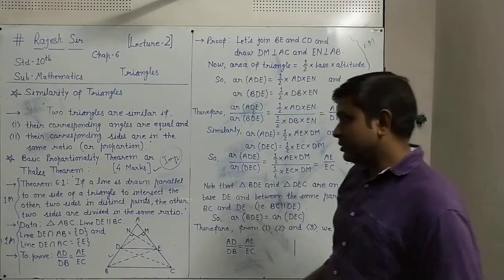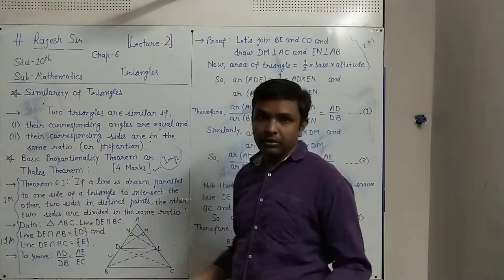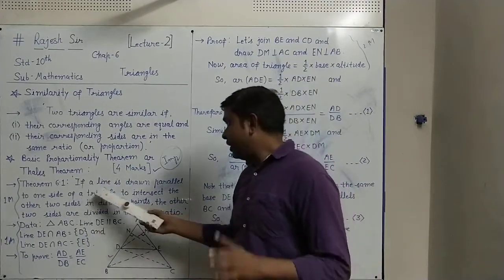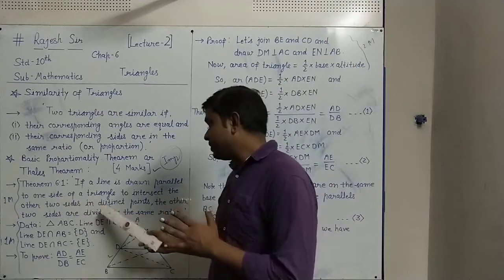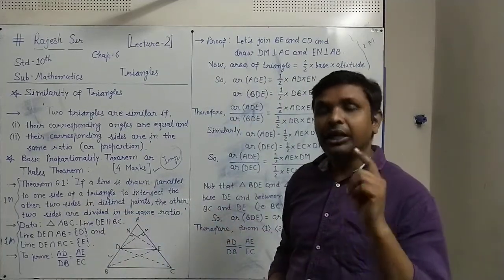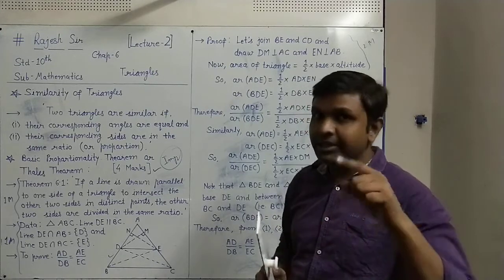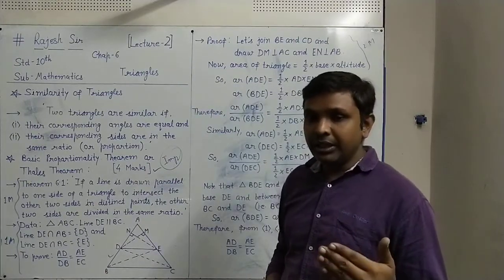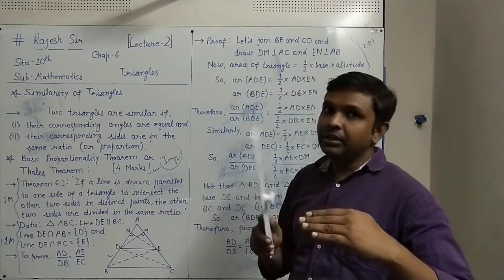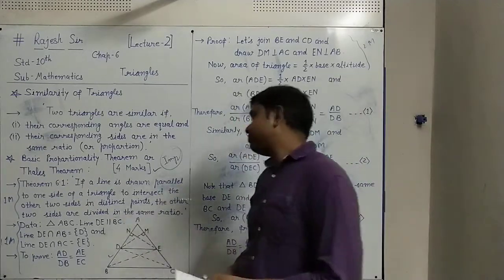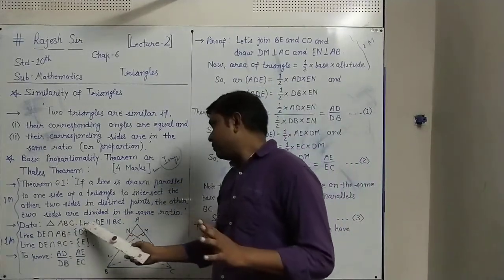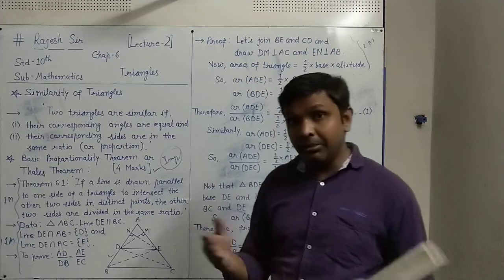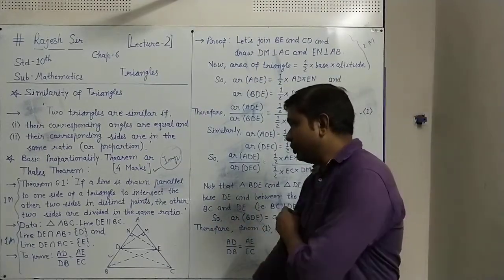The statement is theorem 6.1, it is in the textbook. Basic proportionality theorem, Thales theorem: if a line is drawn parallel to one side of a triangle, you know that a triangle has 3 sides, to intersect the other 2 sides in 2 distinct points, then the other 2 sides are divided in the same ratio. That is what we want to prove here.